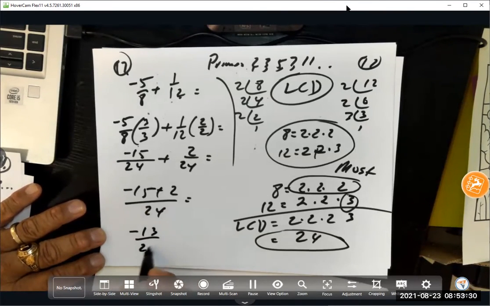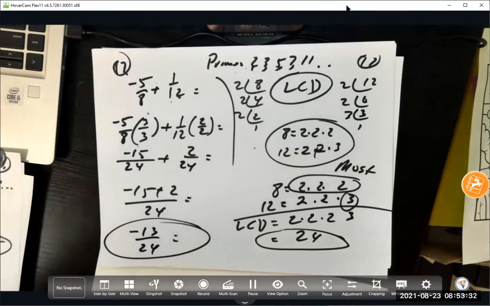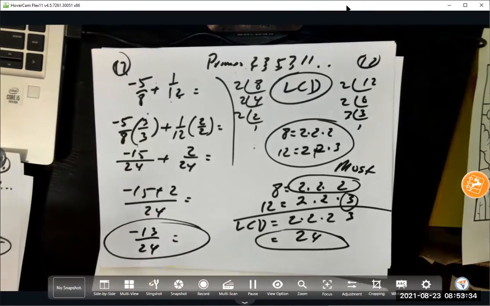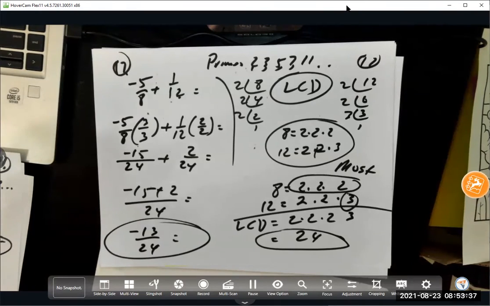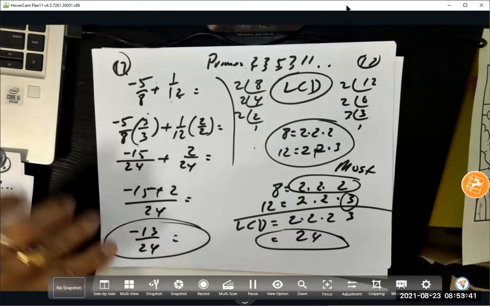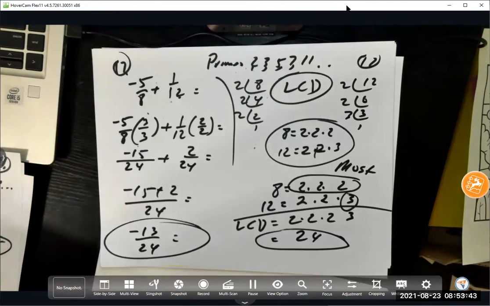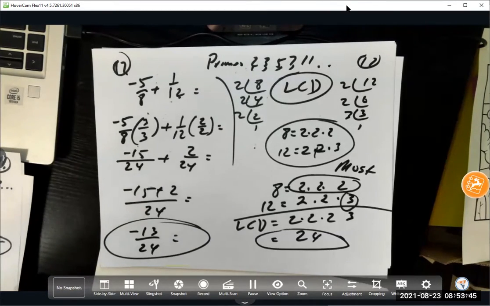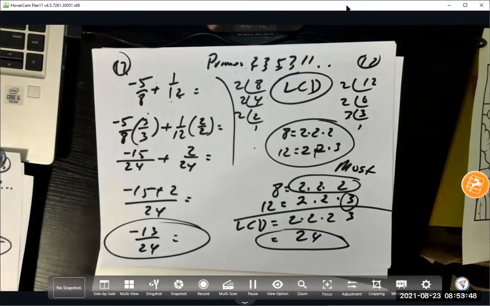$13, yes or no? So I have negative 13 on top. Yes. Bottom is 24, and then there's nothing I can divide or break them up. Nothing divides the top and the bottom. That's it. We're done with it. Don't mess with it. Leave it alone. Okay. All right. I'm going to go to the next one.